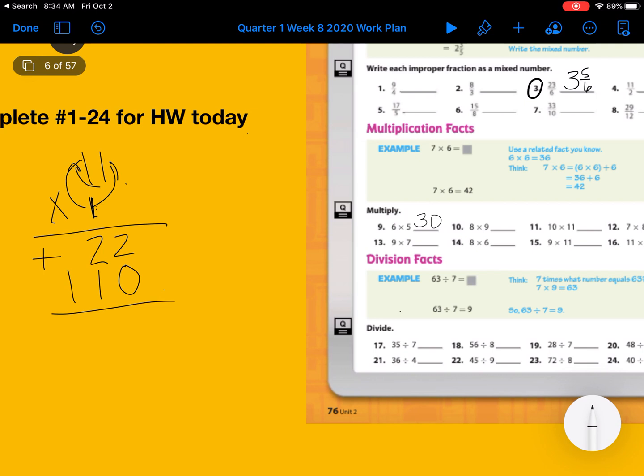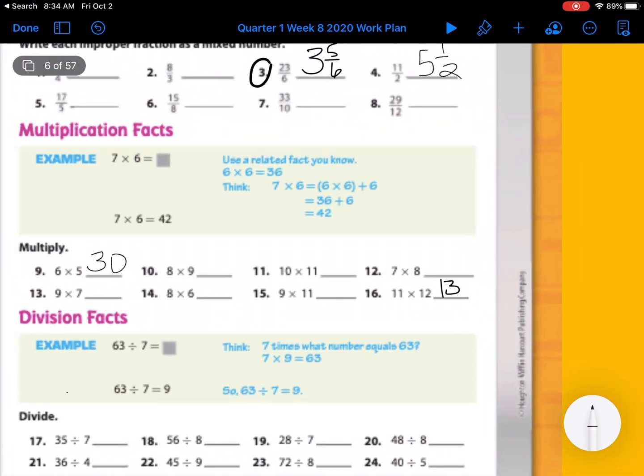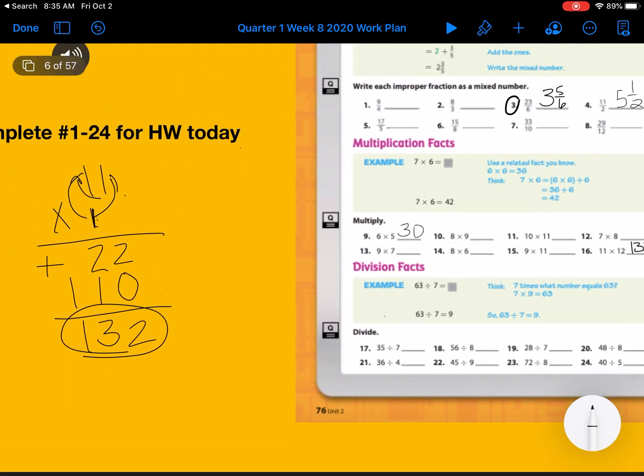And then you need to add your answers together. 2 plus 0 equals 2. 2 plus 1 equals 3. 1 plus nothing equals 1. So your final answer is 132. That's all you're doing. And then at the bottom is division.